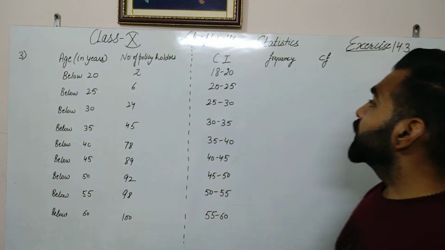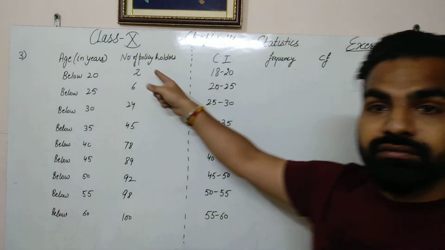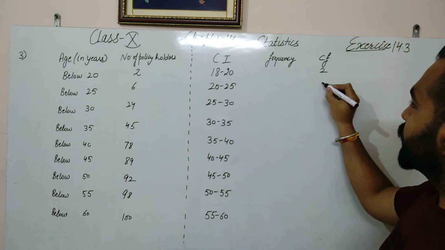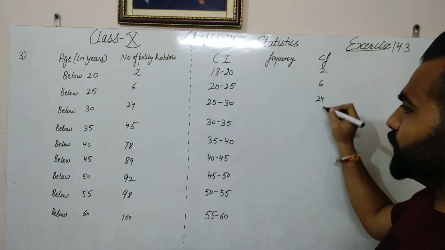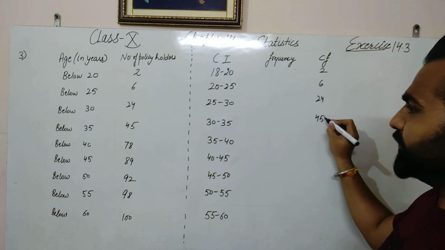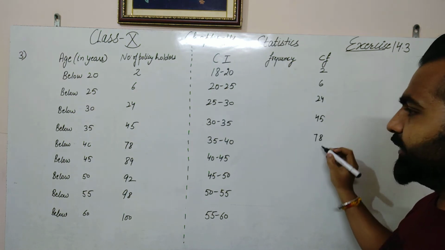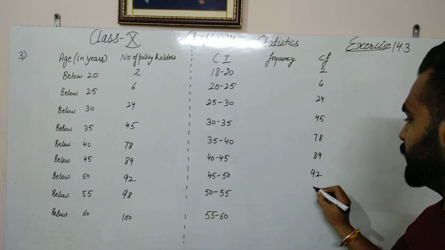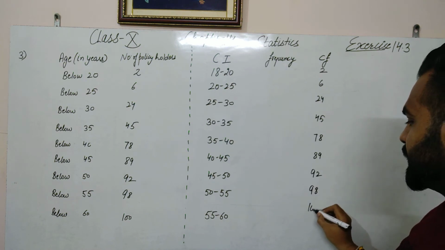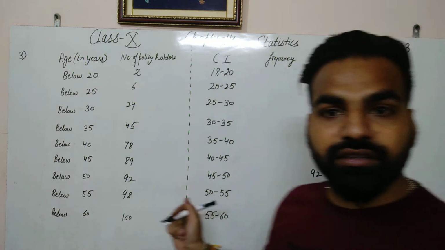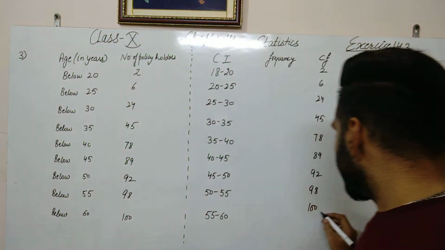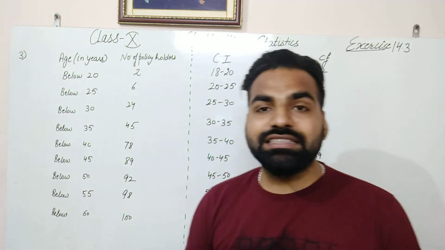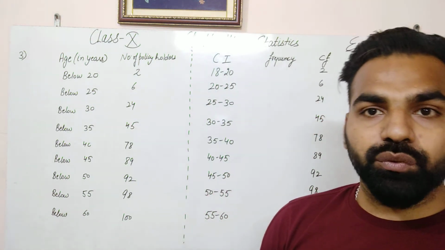Clear? Now CFs are given here: 2, 6, 24, 45, 78, 89, 92, 98, and last is 100. So we know that the last value here is n. So this is the value of n here, 100. Now using these CFs, we will find the frequency.